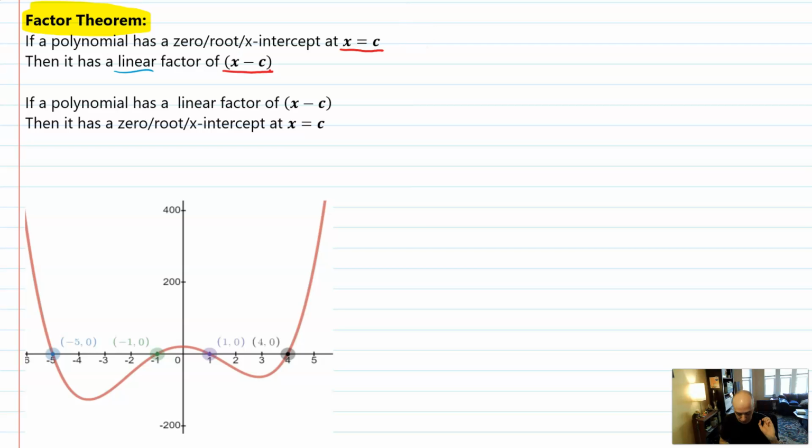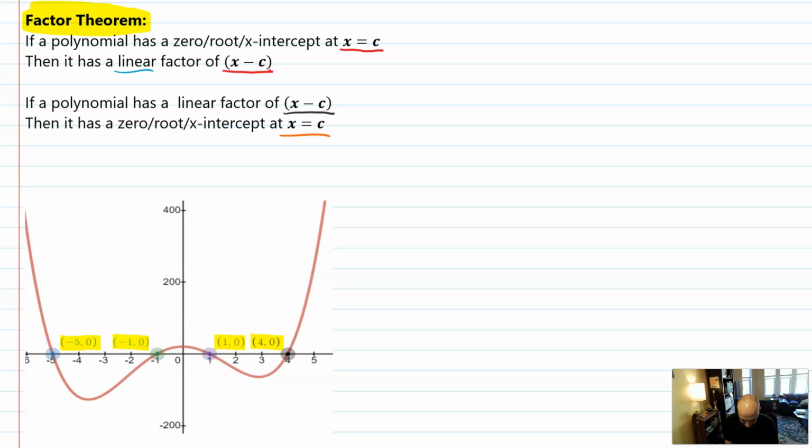So if you have a root, you're guaranteed to have a factor. The converse is also true, and I just changed the direction of the statements. If you know the linear factors of a polynomial, you also know the zeros, roots, or x-intercepts. So factors and roots are telling you the same thing. How do I want to use that right here? Well, in this particular polynomial graph, I can see immediately what the zeros are. I've highlighted them, and we'll come back to this graph and mess around with it.